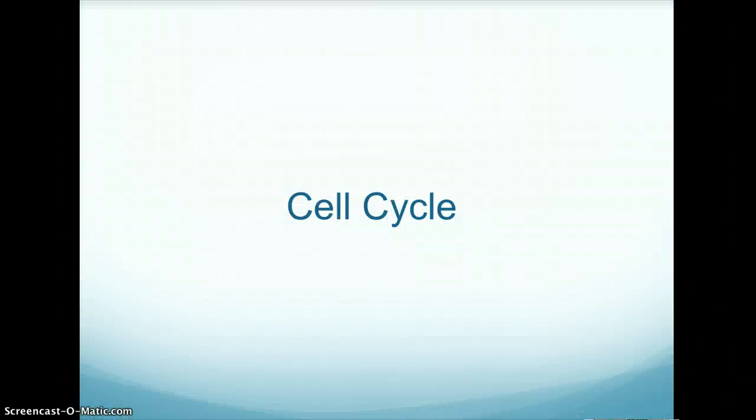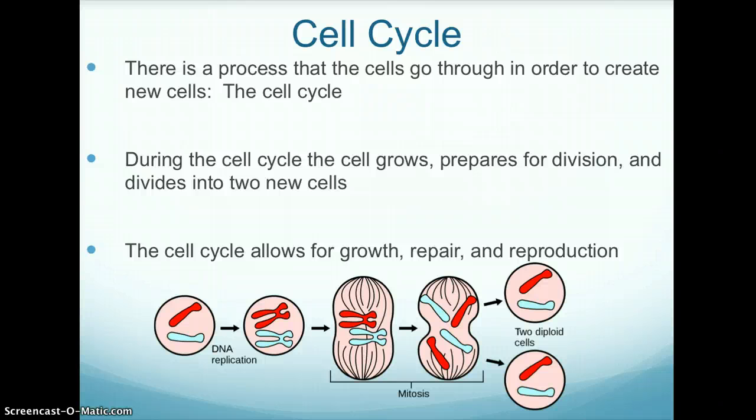This video reviews the cell cycle. There is a process that cells go through in order to create new cells. It is called the cell cycle. During the cell cycle, the cell grows, prepares for division, and divides into two new cells. The cell cycle allows for growth, repair, and reproduction.